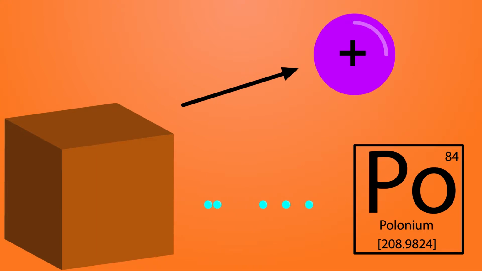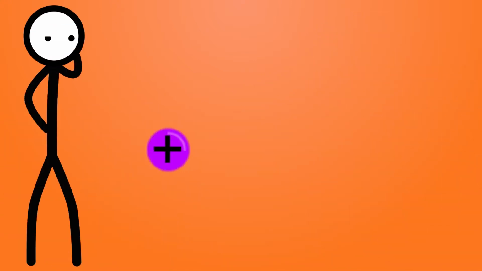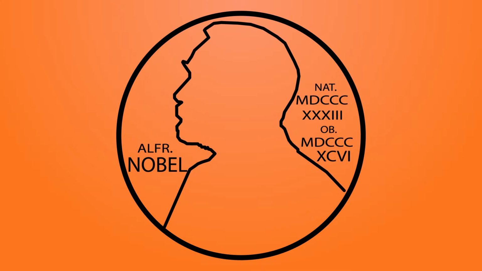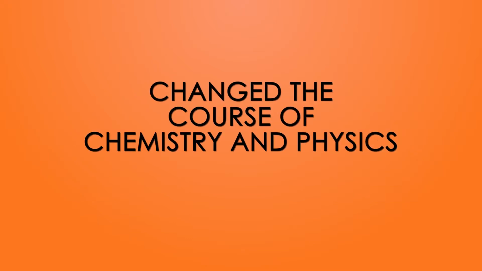With this knowledge, he experimented with polonium and wax and measured the protons' behavior. Protons behaved in the same exact manner as if they were hit by an electrically neutral particle with the same mass as a proton. With this discovery, Chadwick won the Nobel Prize in Physics in 1935 for his discovery of the neutron. The discovery of the neutron changed the course of chemistry and physics.